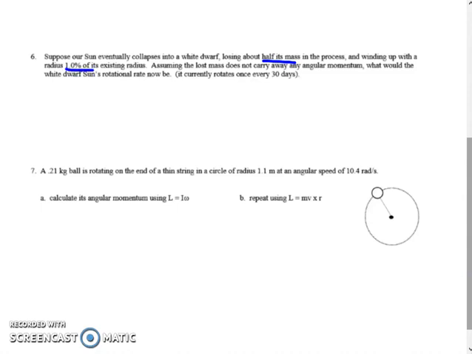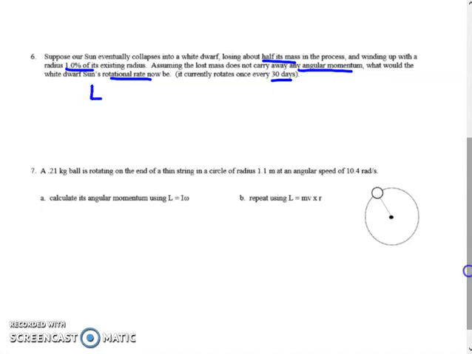However, even as it sheds its mass, since there's no external torque in that process of collapsing, there's going to be no loss of angular momentum of the system. In other words, the shed solar masses and the remaining white dwarf will have the same total angular momentum afterwards as it was before. So we can then ask, what will be its rotational rate when it's a tiny dwarf? Right now, its rotational rate is once every 30 days. So this is a conservation of angular momentum.